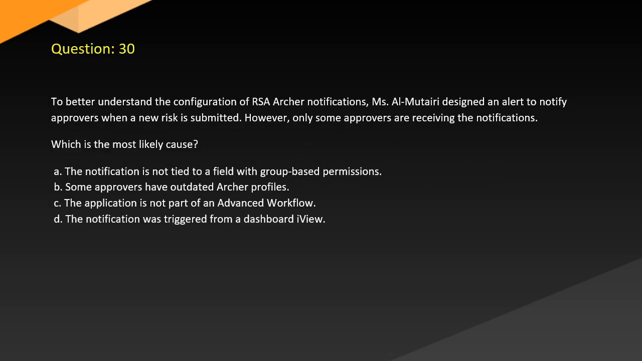Question 30. To better understand the configuration of RSA Archer notifications, Almuteri designed an alert to notify approvers when a new risk is submitted. However, only some approvers are receiving the notifications. Which is the most likely cause? A. The notification is not tied to a field with group-based permissions. B. Some approvers have updated Archer profiles. C. The application is not part of an advanced workflow. D. The notification was triggered from a dashboard view.